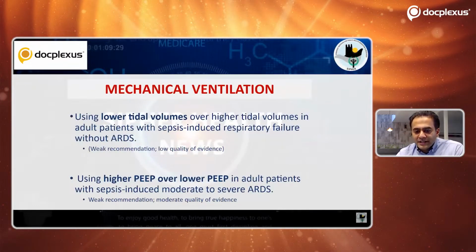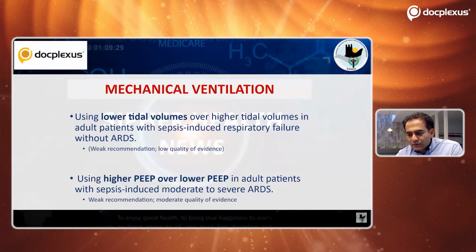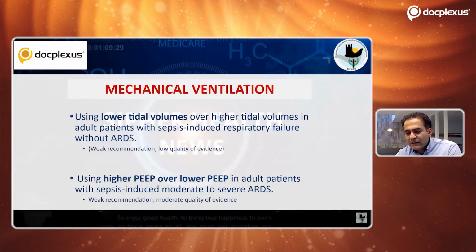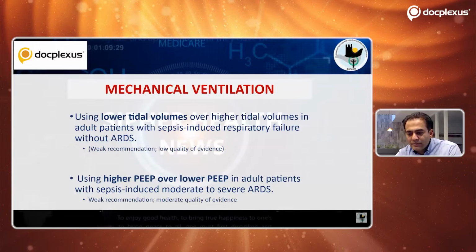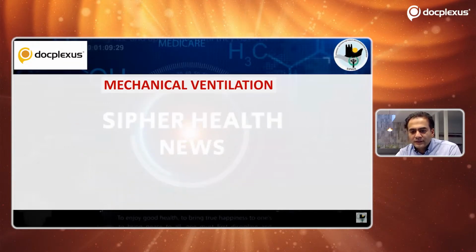Now mechanical ventilation. The ARDSNet trial has proved beyond doubt in 2001 that we now go for low tidal volumes rather than high tidal volumes. They have proven a mortality benefit. And we use higher PEEP rather than lower PEEP in adult patients with sepsis-induced moderate or severe ARDS.